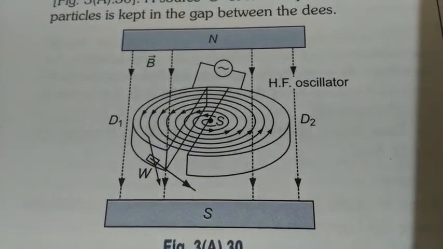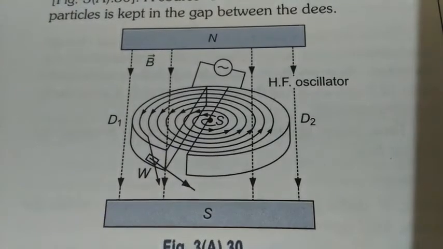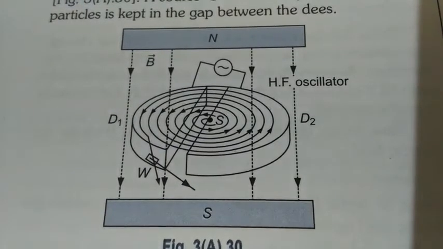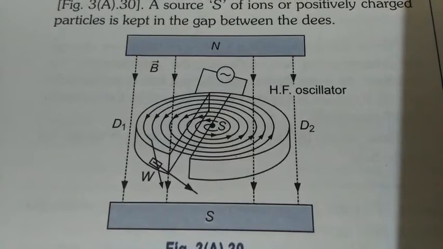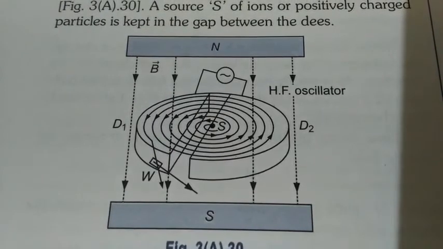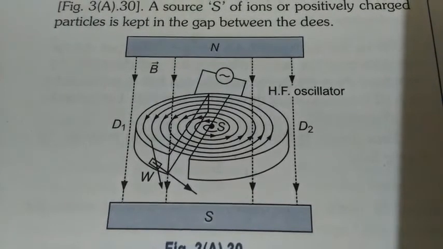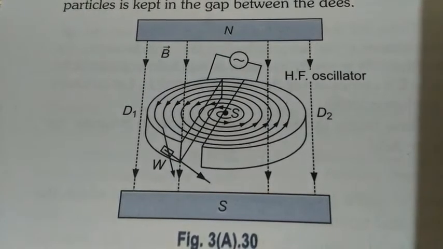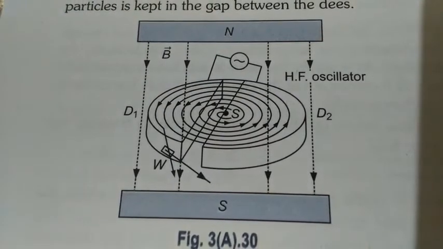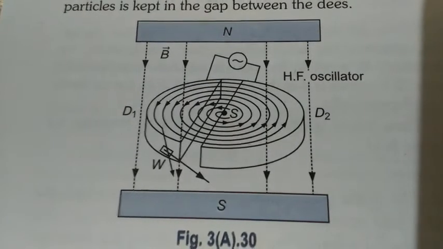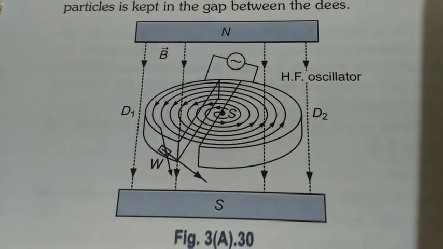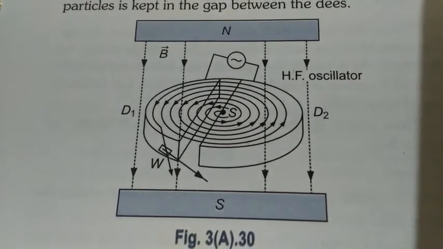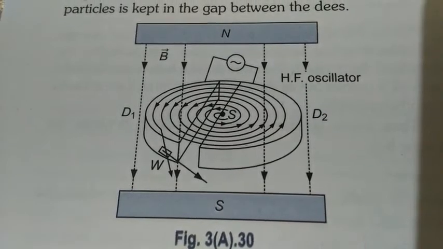Now let's derive some important terms for cyclotron. First of all, we will see what is the maximum radius attained, the maximum circle, the highest one, and we will also see what is the time taken by the particle to complete the semicircular path.